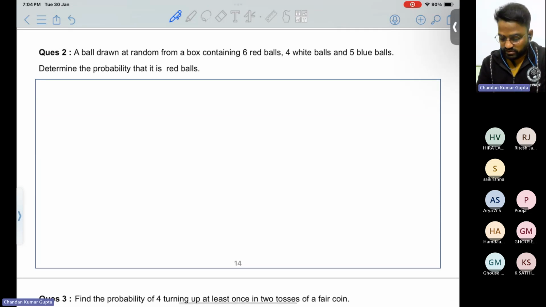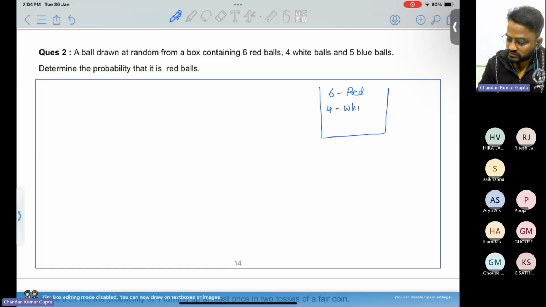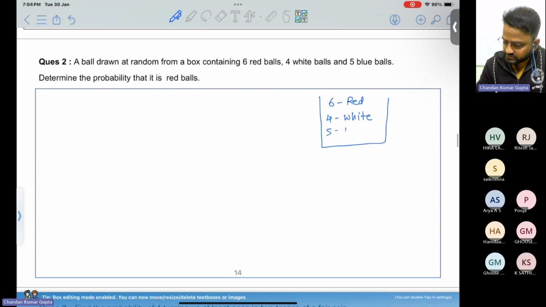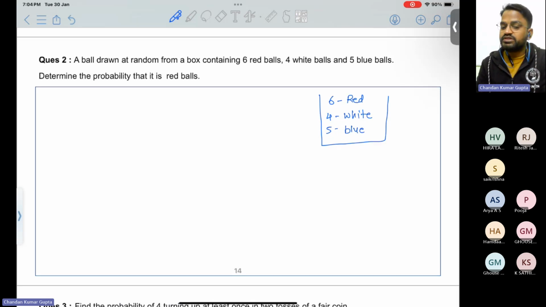Now, second question. A ball is drawn at random from a box containing 6 red balls, 4 white balls, and 5 blue balls. Suppose we have a box like this with 6 red balls, 4 white balls, and 5 blue balls. The question is to determine the probability that it is a red ball. What is the probability that when we draw a ball randomly without looking into the box, it is red? What are the chances?